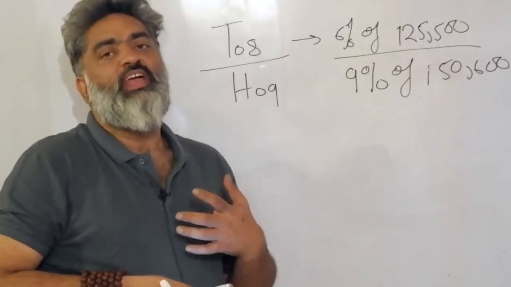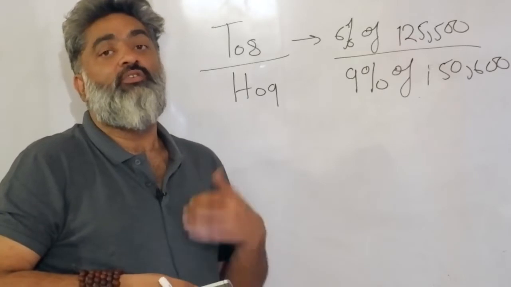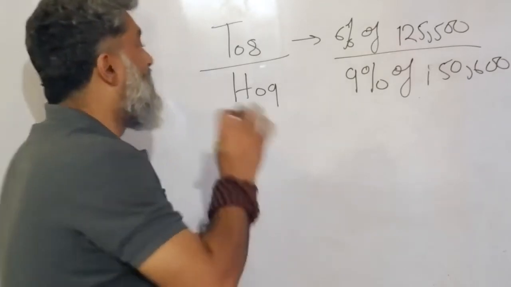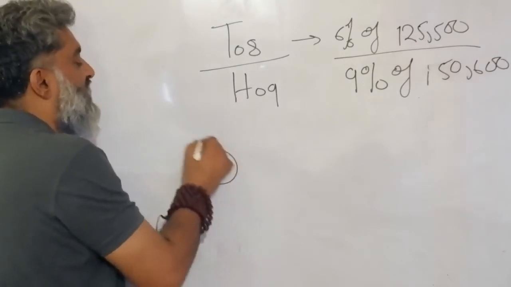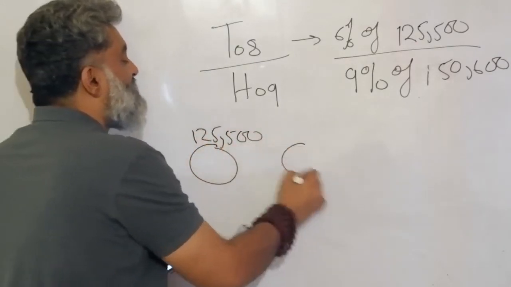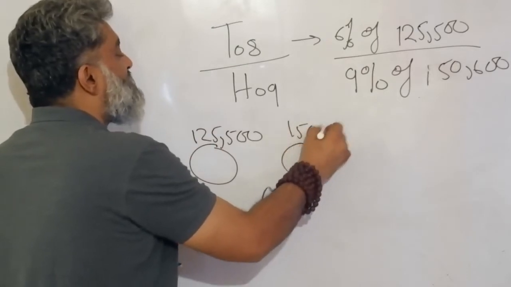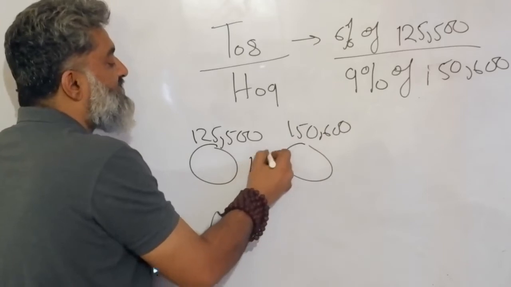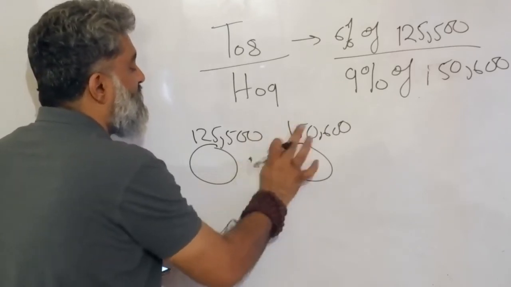But then what can I do which is a little more creative, or which reveals my understanding of the data better, is if I notice that the first pie chart was 1,25,500 and the next one is 1,50,600. Essentially this one is 10%, not 10%, sorry.